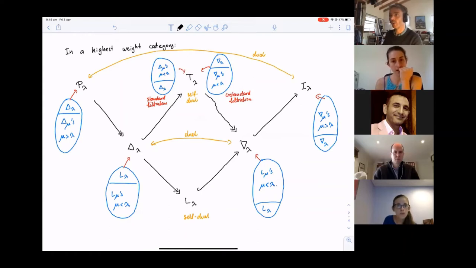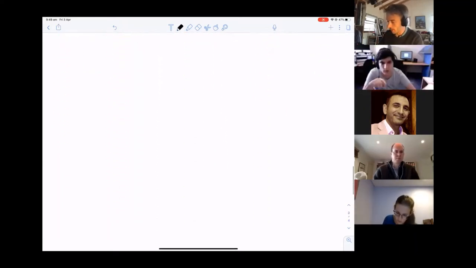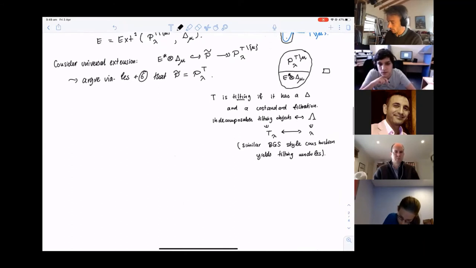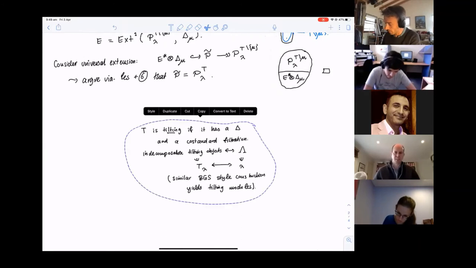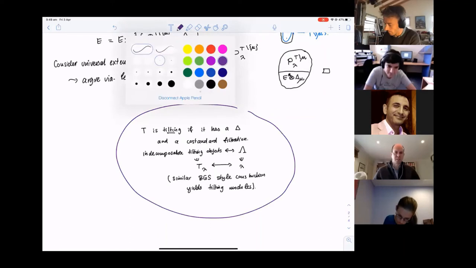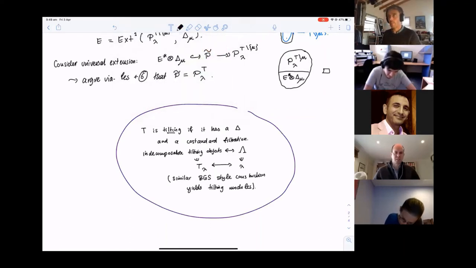Okay, so now I just want to state that perverse sheaves stratified by affine spaces satisfy these conditions. So they form a highest weight category, and then we'll have a break. Geordie, can I see the slide of tiltings again? Thanks.